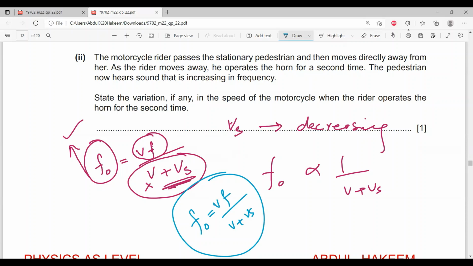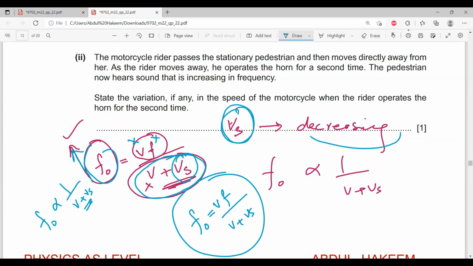Look, this v is constant, this frequency is constant. It means this observed frequency is increasing, so this must be decreasing, because f0 is inversely proportional to v plus vs. Thus, for this reason, this vs must be decreasing. So the speed of the motorbike must be decreasing. When this vs becomes small, this denominator becomes small, and the whole fraction becomes large. That's why the larger frequency is heard by the observer.